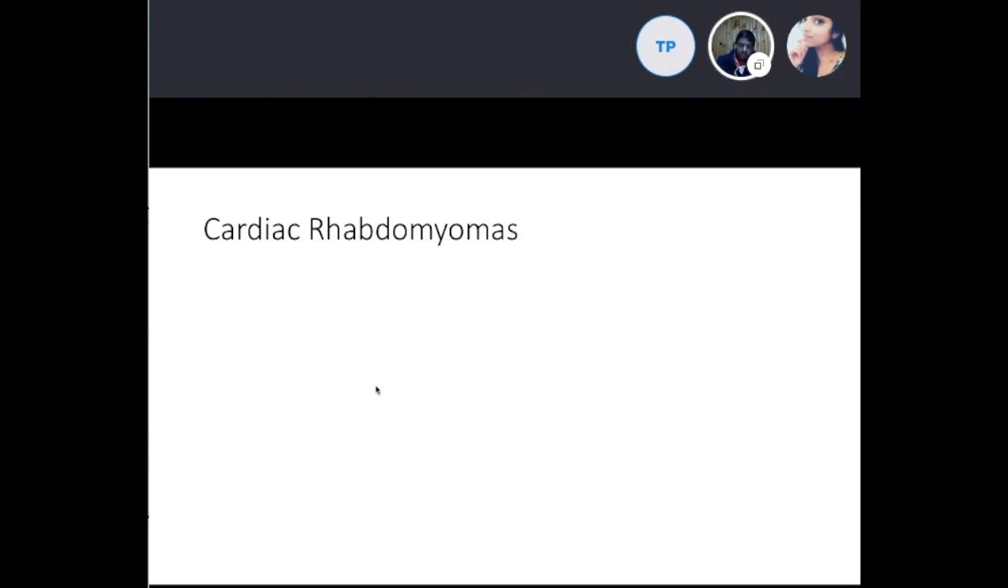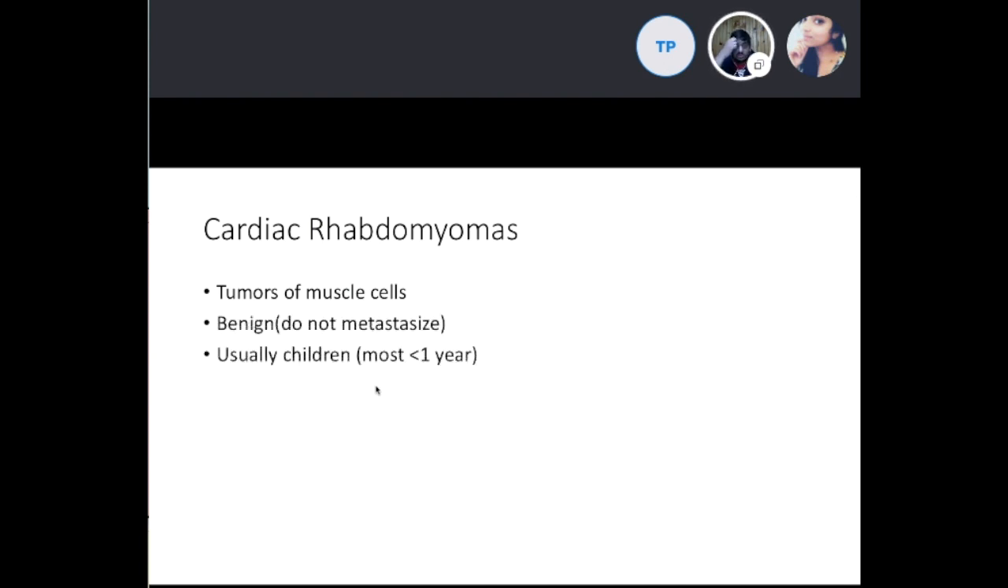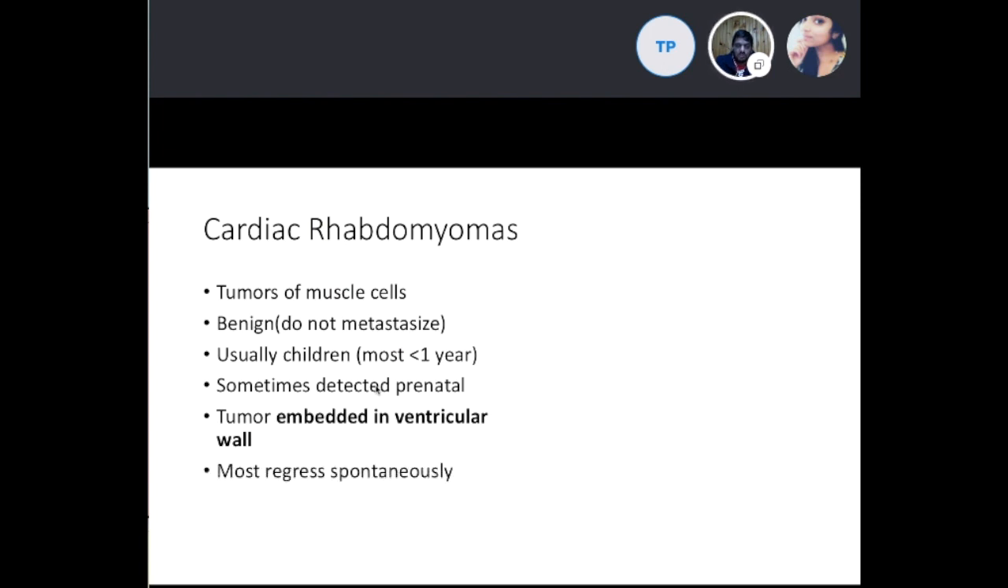In cardiac rhabdomyomas, it's a tumor of the muscle cells. It's benign, and they do not metastasize. Usually in children, mostly less than 1 year of age, and sometimes it's detected prenatally. So the tumor is embedded in the ventricular wall, and most regress spontaneously. And rare symptoms from obstruction of blood flow. So usually you see multiple masses. I saw an echocardiogram of these patients, and there's actually a few masses, not just one. So with rhabdomyomas, you might see a few.